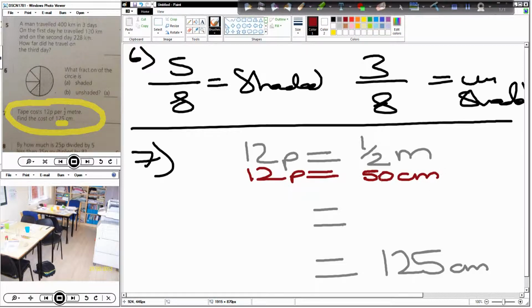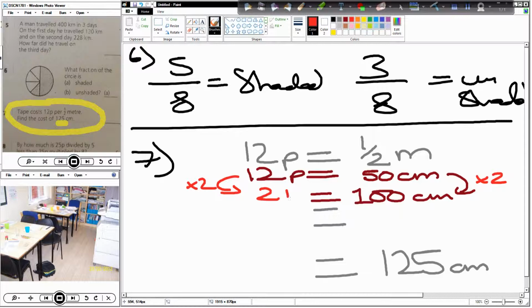Now I need to get from 50 to 125. I'm going to first of all go from 50 to 100, and we do that by times by 2. Times by 2 is 24p. So far I've got from a half meter to 1 meter, so it's double. I need another 25 centimeters. 25 centimeters is a quarter of 100. So a quarter of 24 is 6.